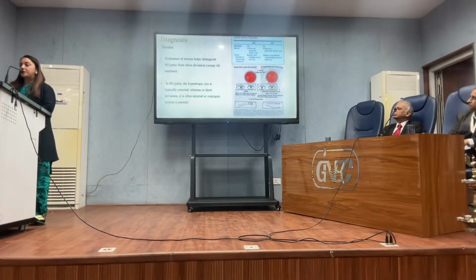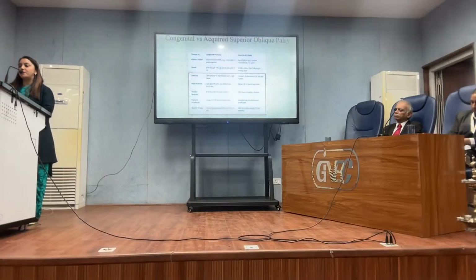Torsion also, very importantly, helps us to distinguish SO palsy from skew deviations. In SO palsy, the hypertropic eye is obviously extorted, whereas in skew deviation, it is often intorted or conjugate torsion is present. A very important point: if a spread of comitance occurs in a case of superior oblique palsy, the findings might be different from what we expect in a usual case in the form of torsion. We might not always find excyclotorsion in the affected eye if it's a long-standing case where muscle sequelae have developed and there's a spread of comitance.